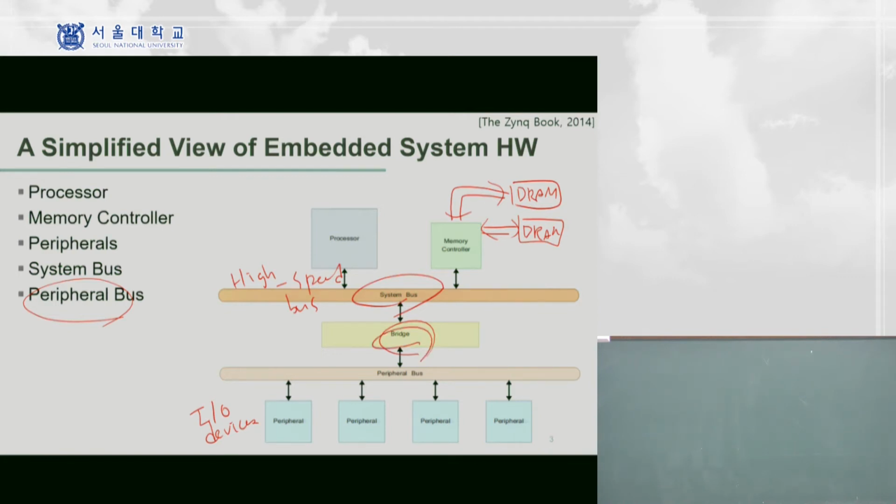Then the question is why we separate these two buses. Why not just use one? Any guess? By the way, this one is a high speed bus and this one is a low speed bus. Why do we separate them? Question, any guess? 왜? 속도가 많이 달라서. 그렇겠죠? 네. 다른 이유가 없겠죠. 속도가 많이 다르기 때문인데.